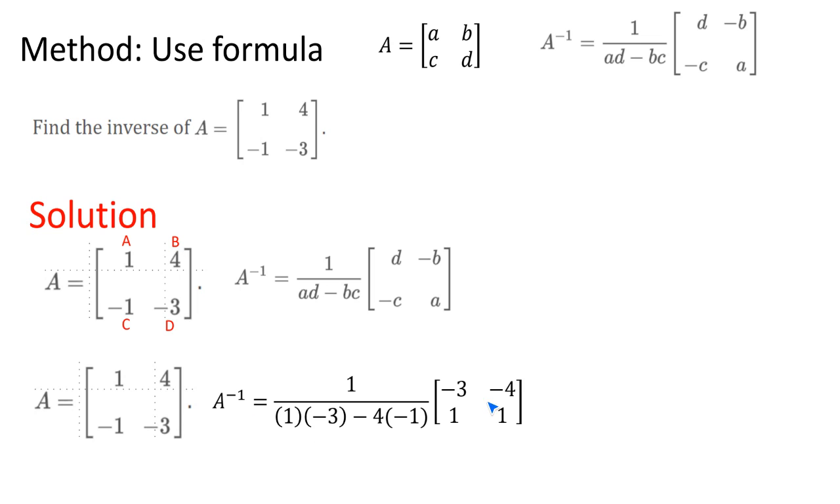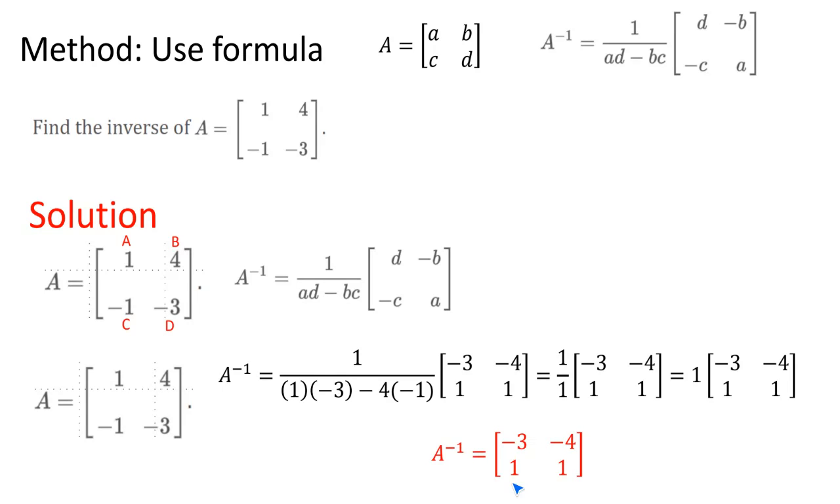So these were switched. Now my 4 is positive, so I'm going to make it negative. My -1 is negative, so I'm going to make it positive. Okay. And now we just simplify. So 1 times -3 is -3. -4 times -1 is +4. And -3 plus 4 is going to be a 1. And 1 times the matrix is going to be itself. And so you can see this is the answer that we got for the first 3 methods.